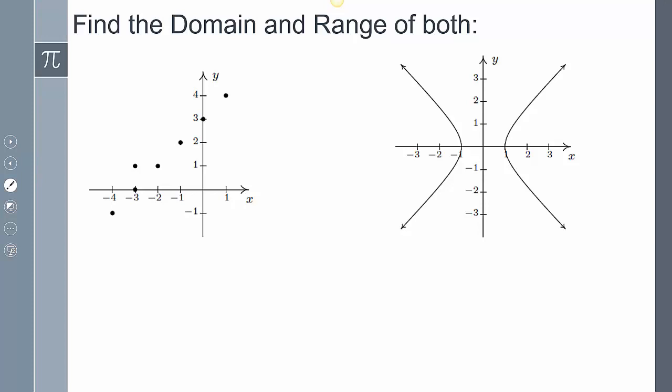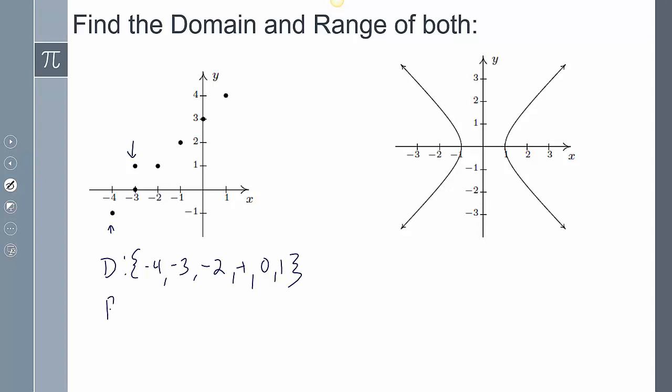So let's practice here. Let's find the domain and range of these two. If I wanted to find the domain, it's just going to be all the x values given here. And so all the x values given are going to be -4, -3. Now I know there's 2 here, but I don't need to worry about that, right? We don't do repeats. -2, -1, 0, and +1.